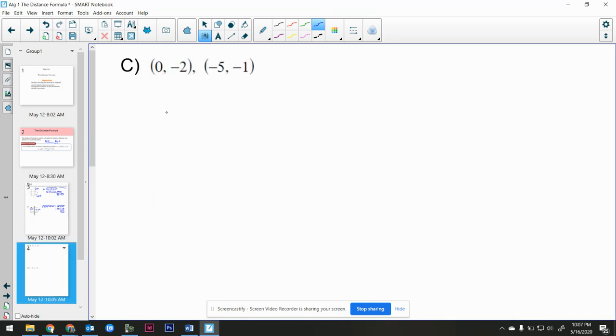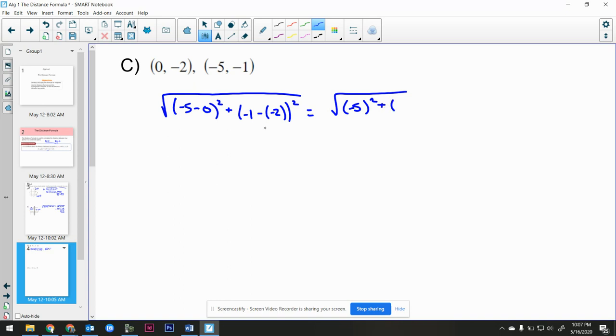Given the 2 points here, we've got -5 minus 0, x minus x squared, plus y minus y. Don't forget the negatives in the parentheses. Okay, so this gives me a (-5) squared plus, now this, -1 plus 2, 1 squared. So this gives me 25 plus 1. Didn't we just do that? Isn't that square root of 26, which is 5.1, right? We just did that. Look at that, square root of 26. Okay, same answer as the last one.